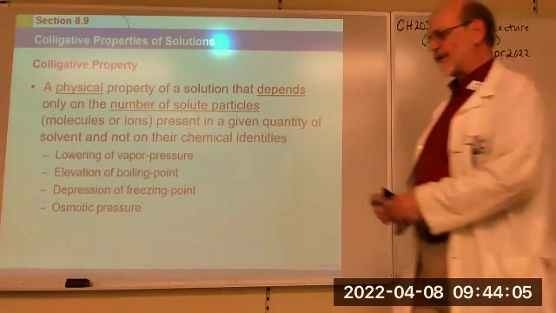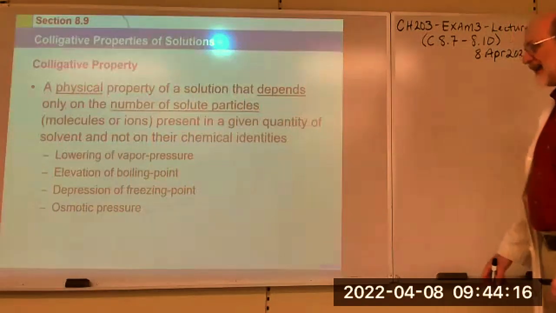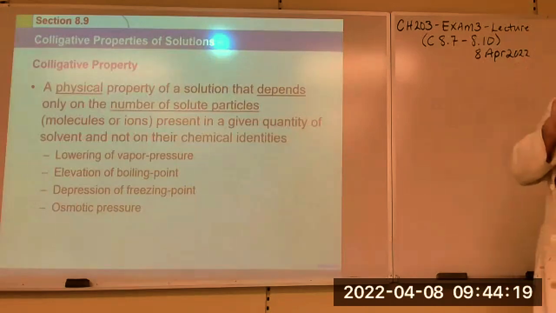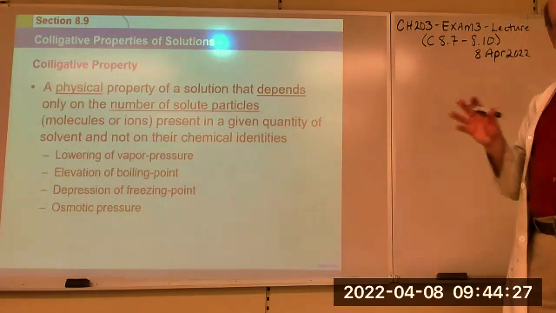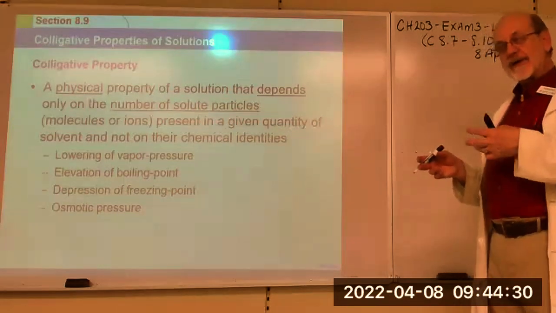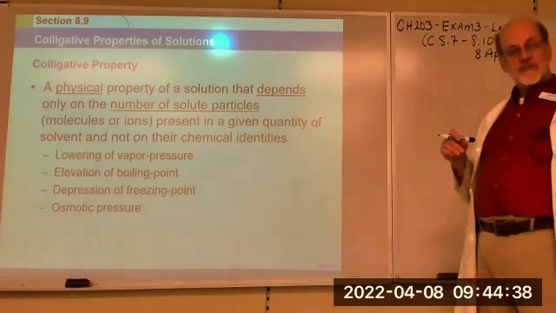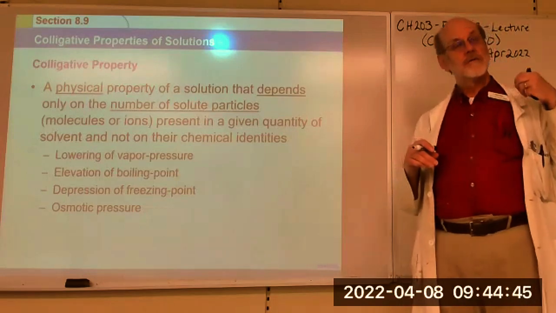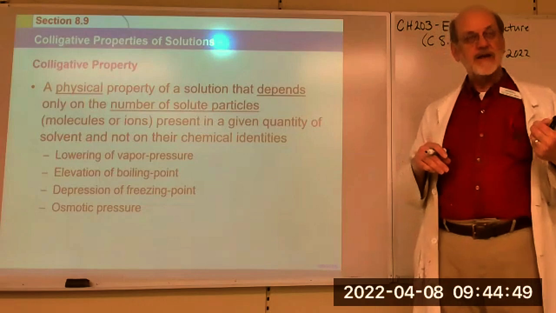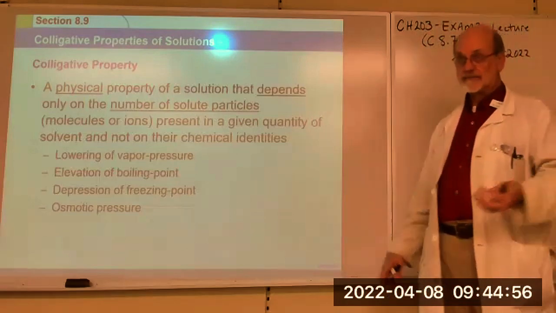Okay, let's talk about colligative properties, because we're going to use one of those colligative properties today. A colligative property is first and foremost a physical property of a solution. So you don't have a pure substance, you have a mixture, and the colligative property of this solution is based purely upon the number of solute particles in solution. And it doesn't matter what they are. It is irrelevant. So that's a good thing.